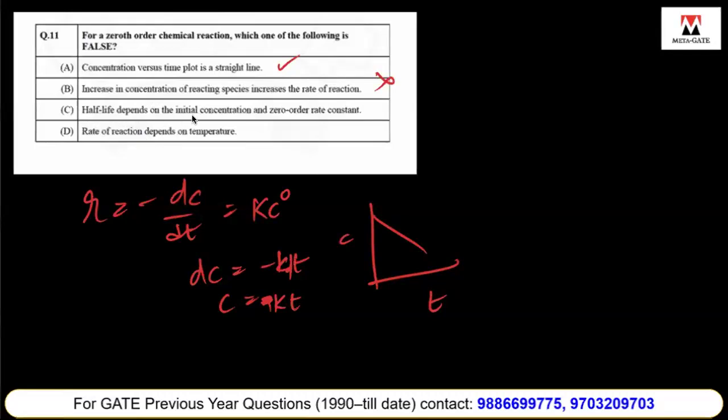So increase in concentration does not have any effect on rate. The half-life depends on the initial concentration and the zeroth order rate constant. This is also true. For the half-life, if you consider C minus C naught, dC is equal to k dt, so it depends on the zeroth order rate constant. The rate of a reaction depends on temperature, right? Because it depends on k, so dC by dt is directly proportional to k, and k is dependent on temperature. So everything else is true except the second option.